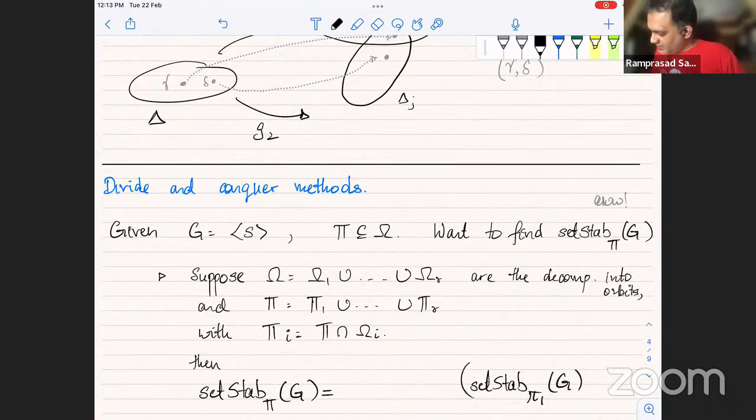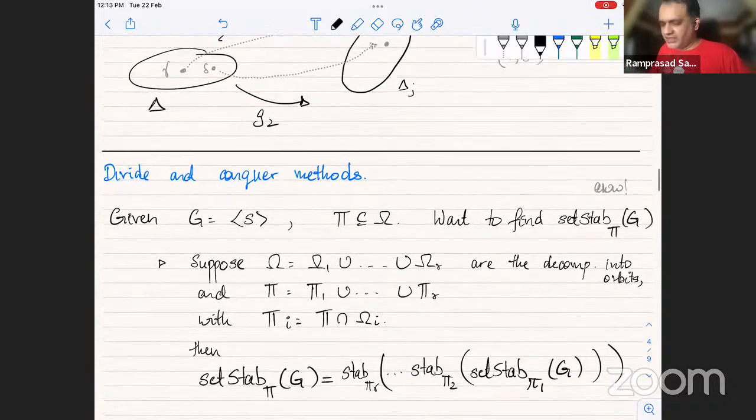Okay, once we get this group, let's now stabilize pi 2. I mean, I'm writing stab here, but I hope you understand what it means. And I keep doing this, and then I stabilize whatever pi r. Okay, so this is just like saying we are doing some successive stabilizations. You're basically saying, let's first solve this problem, then once we have solved this problem, we'll now solve pi 2. Okay, and then solve pi 3 and so on.